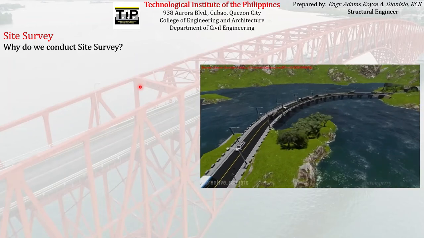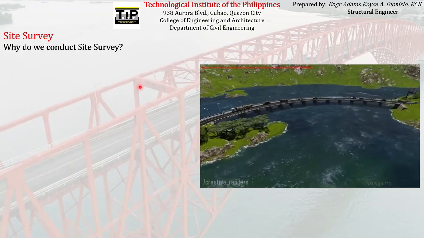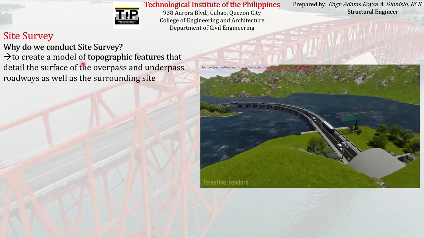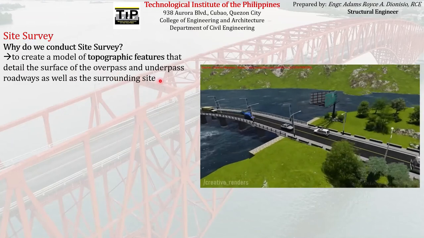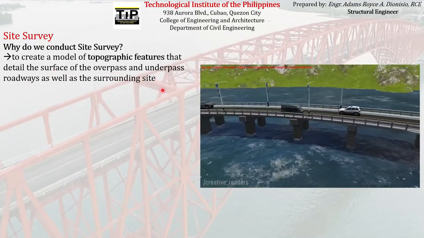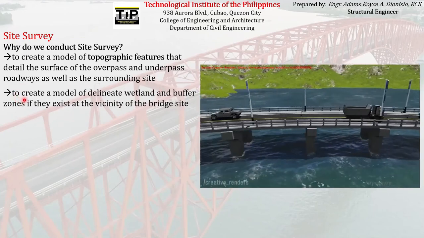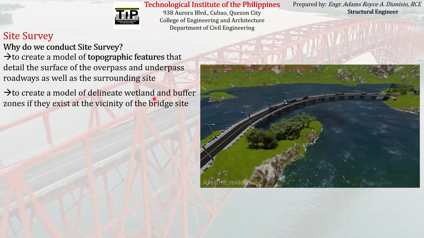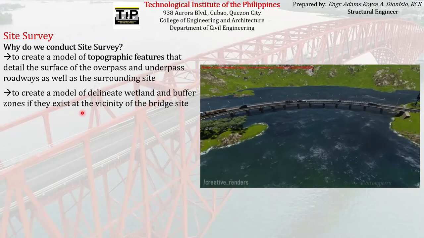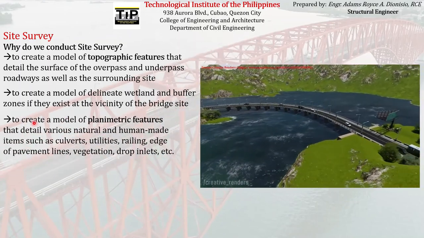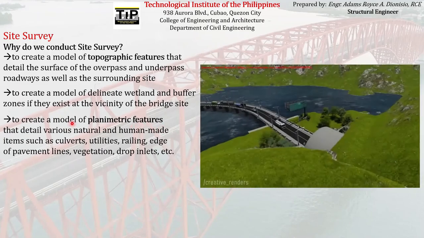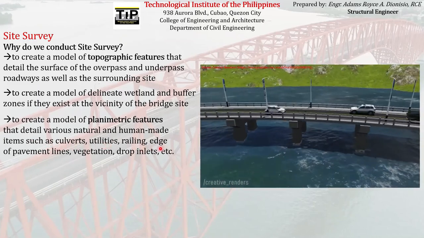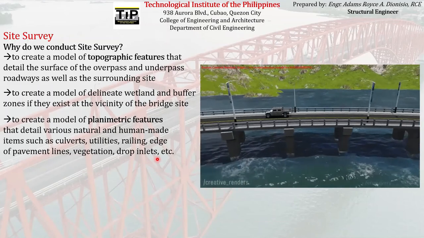These are some of the reasons why we conduct site survey. We conduct site survey to create a model of topographic features that detail the surface of the overpass and underpass roadways as well as the surrounding site. Another reason is to create a model delineating wetland and buffer zones if they exist in the vicinity of the bridge site. Another reason is to create a model of planimetric features that detail various natural and human-made items such as culverts, utilities, railing, edge of pavement lines, vegetation, drop inlets, etc.